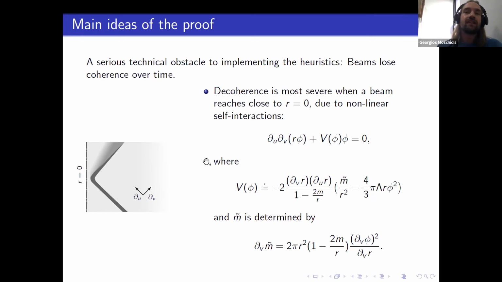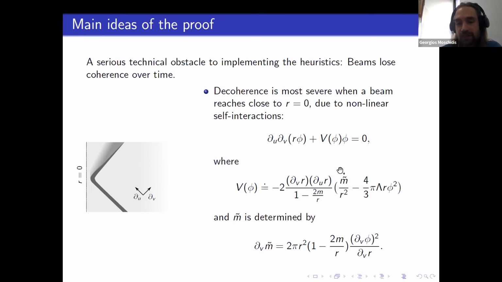And this is because of the scaling invariant way that we measure the smallness of the initial data. So what I claim is that every beam, once it reaches close to r equals 0, will lose a certain amount of energy to decoherence. So a certain amount of energy will just move away from the beam in the space. And why is this the case? Well, if we look in double null gauge at the conformally coupled scalar wave equation, this equation takes the following form: du dv of r phi, this is the term that was also there in the flat case, plus a nonlinear term which contains a term like m over r squared times phi, is equal to 0.